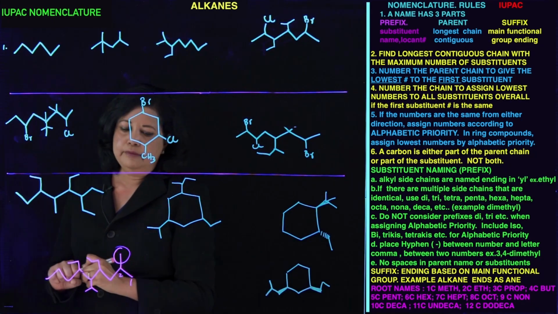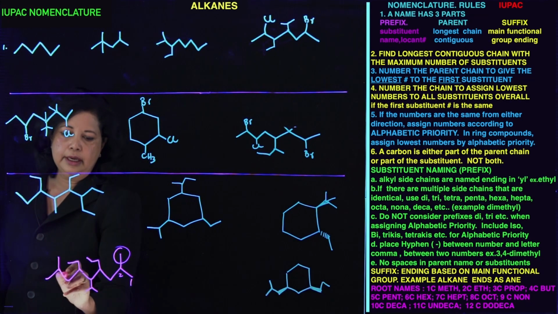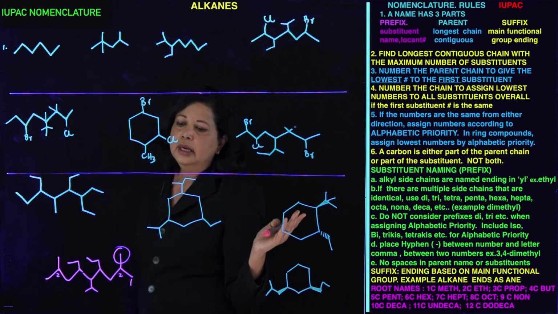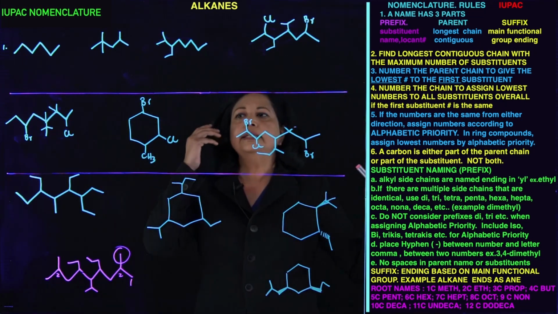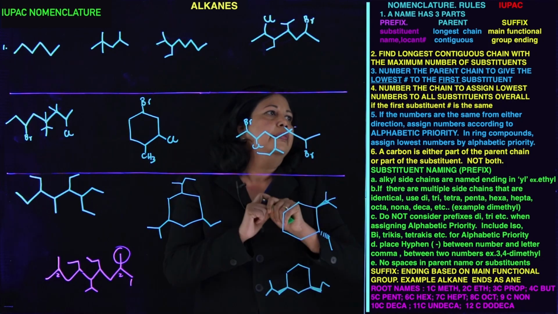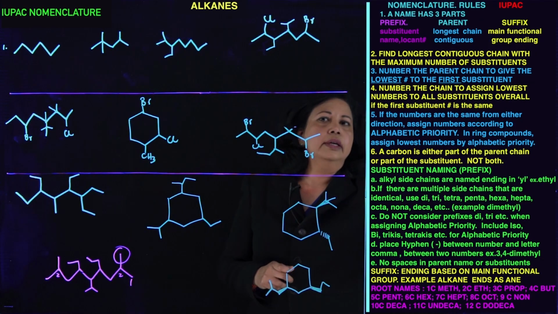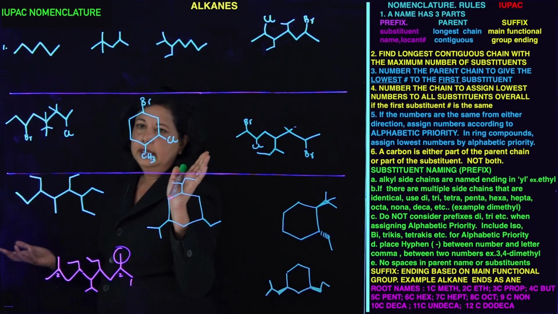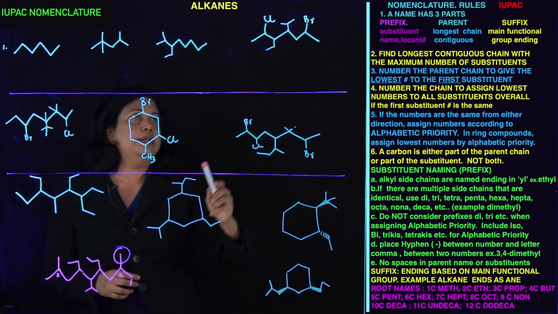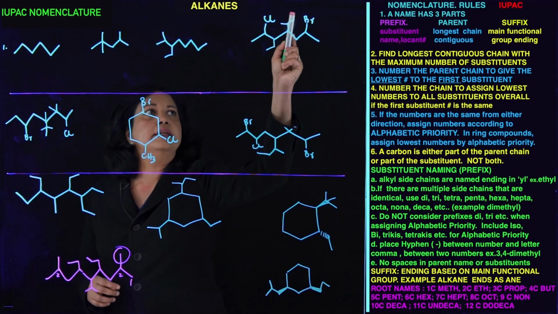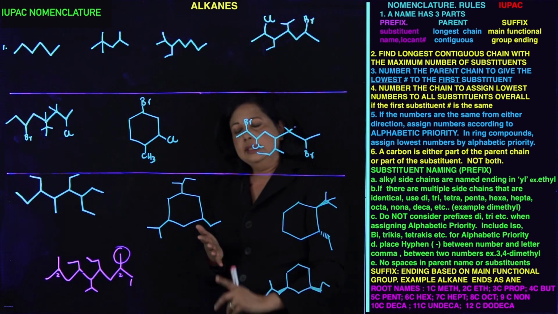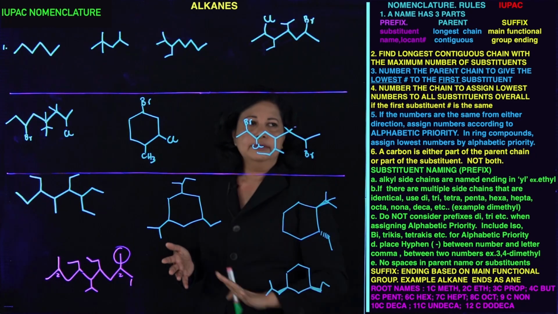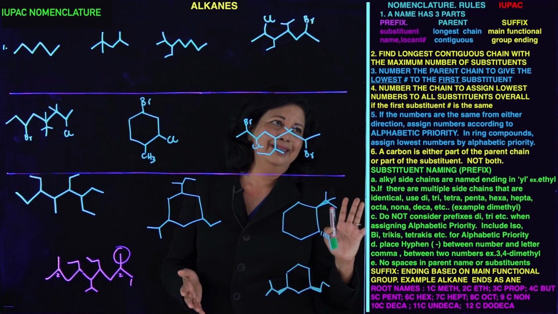So let's say we have the same thing over here and here, then you're going to number it to give the lowest numbers possible to the branches. Let's say you have 2 numbers the same, then you have to assign according to alphabetic priority. So let's say you have chlorine and bromine, so then you go according to alphabetic priority. So lowest numbers are important, alphabetic priority is important here, okay?